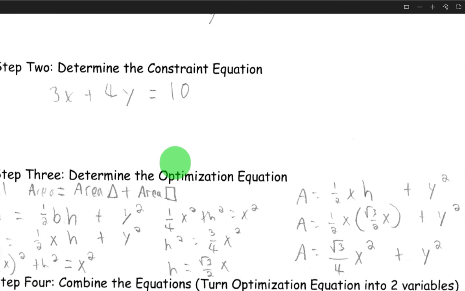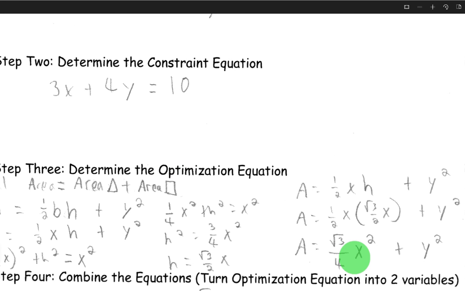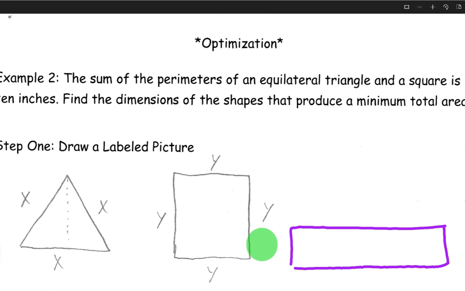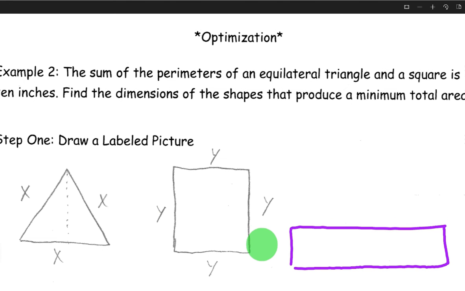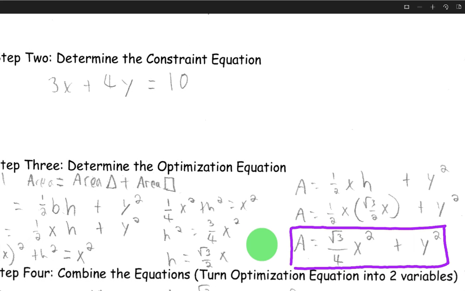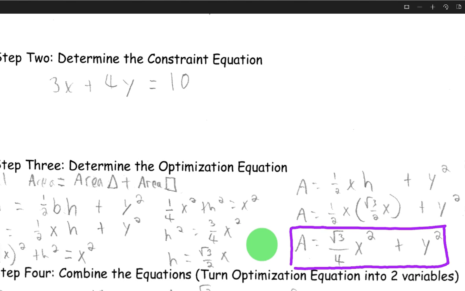Pretty interesting. I never really thought about that. That's the formula for the area of an equilateral triangle with side lengths x. So there's the area of the triangle. There's the area of the square. This is our optimization equation, and again, it's optimization because we're trying to use those 10 inches of material that we have to create the least amount of area.